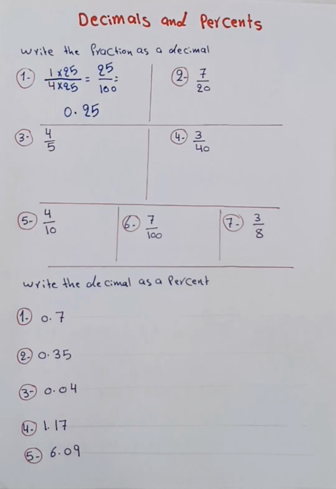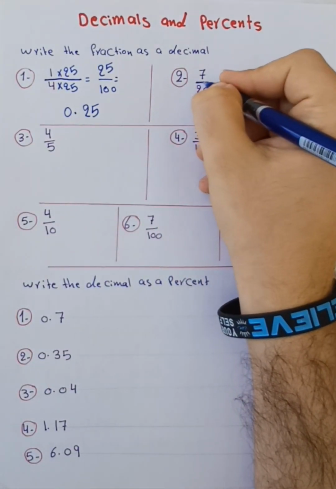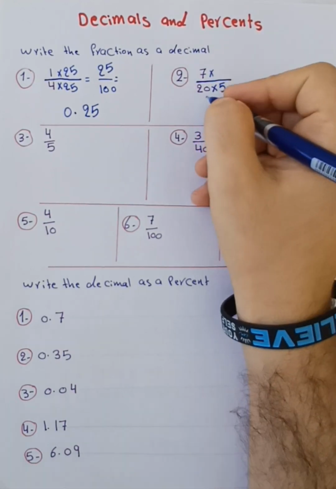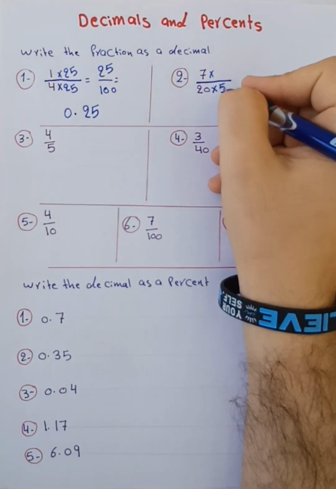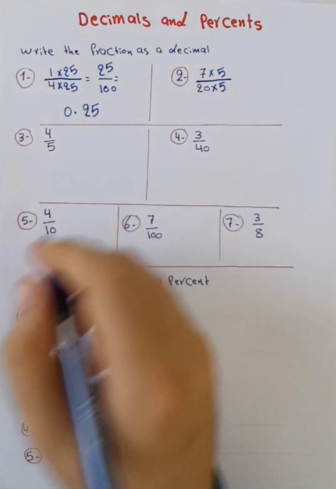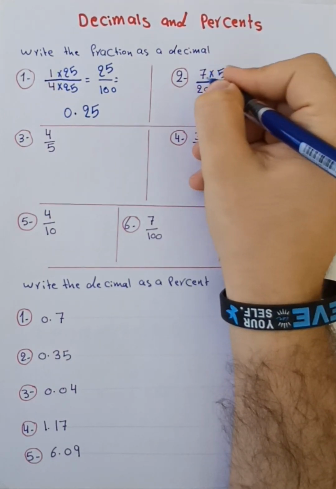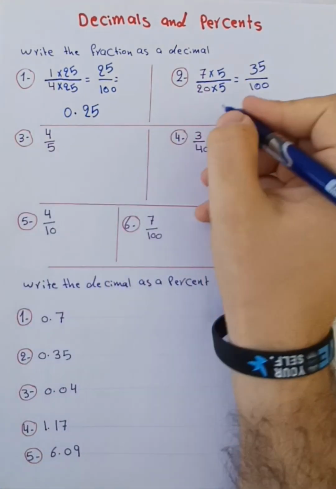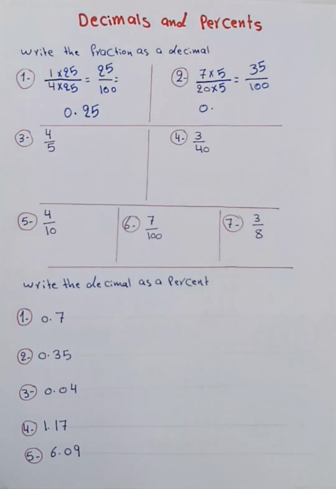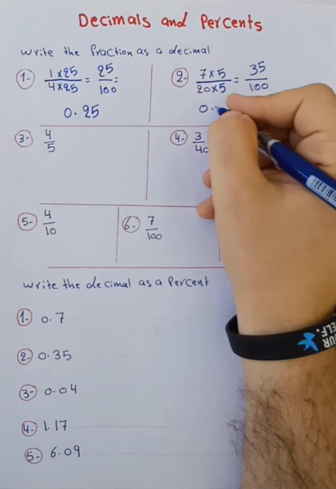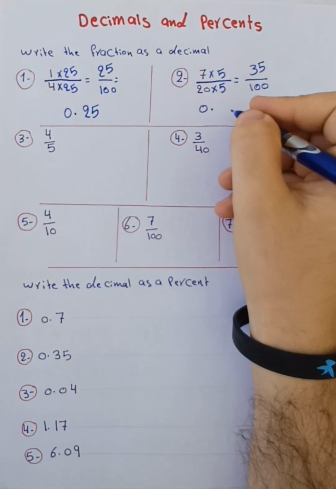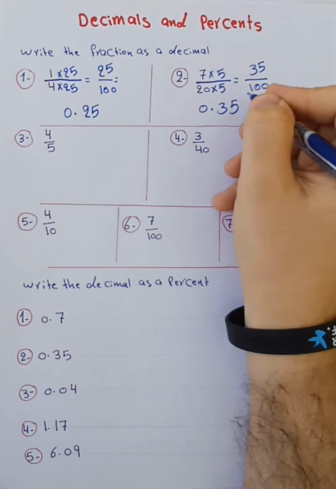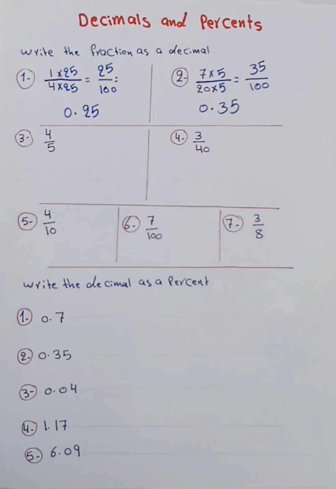Example number 2, you have 7 out of 20. You can multiply 20 by 5 to change it to 100. So you have to multiply both by 5. 7 times 5 equals 35. 20 times 5 equals 100. And then the whole number is 0 and we have 100. After this decimal point we should have two numbers. 35 is two numbers. So done.